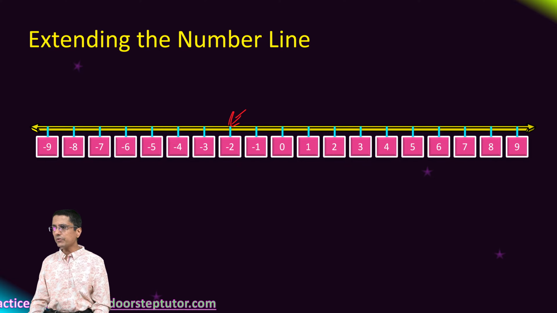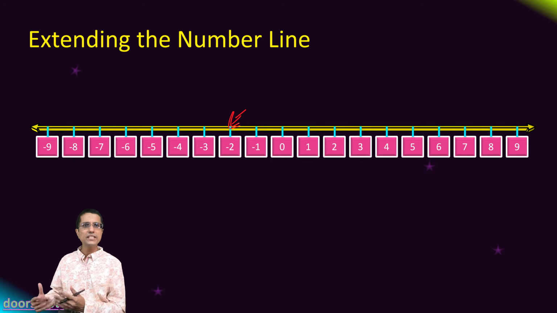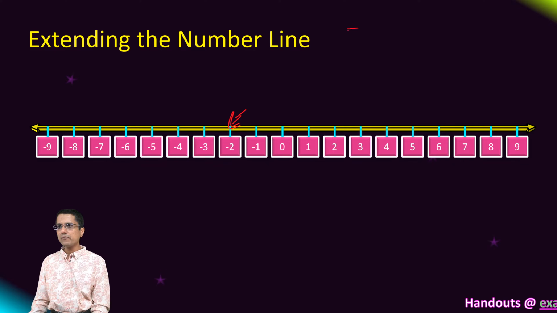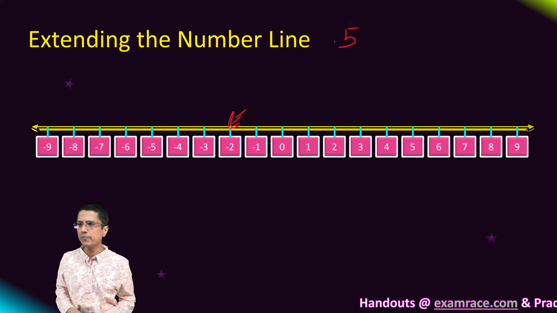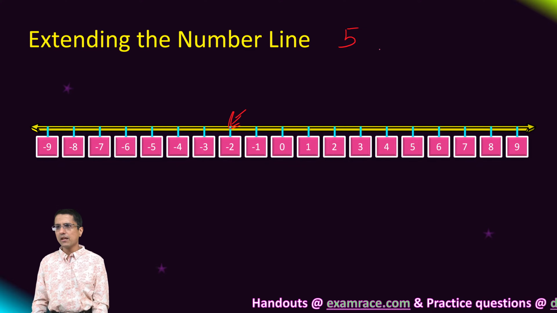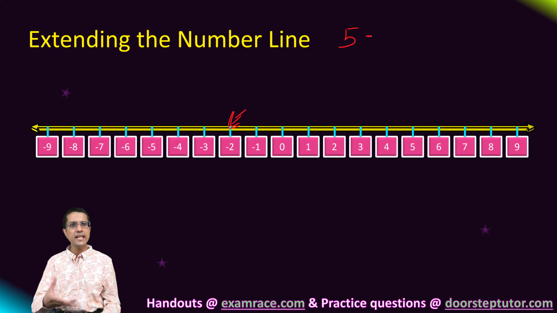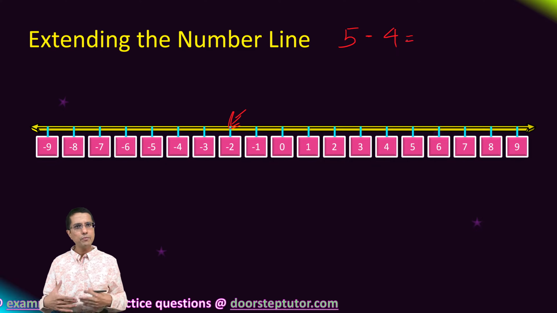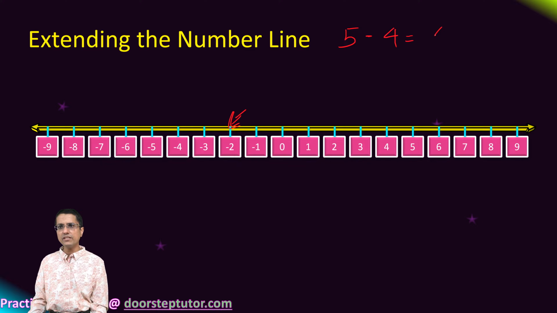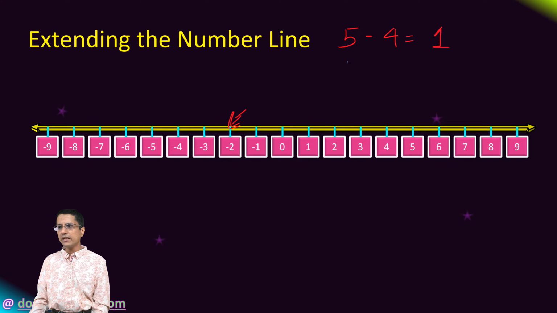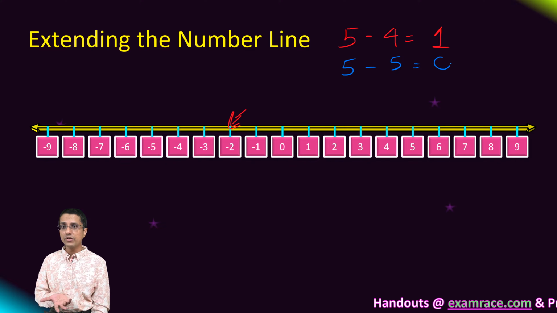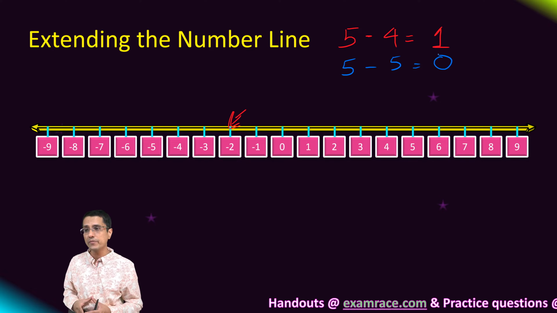Let's try to see an example of where these negative numbers might find use. Let's say that I have a bank account and it has 5 rupees in it. I go to an ATM and withdraw 4 rupees. You will say, sir, then we would be left with 1 rupee. Of course, that should be our bank balance. Now, what happens if I go to an ATM and withdraw all 5 rupees? Then you will say that my bank balance would become 0. I really would not have anything in my bank account at that point.